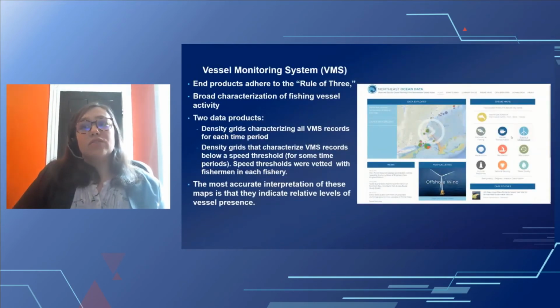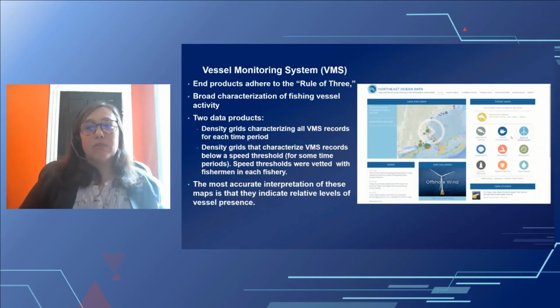Aggregated products adhere to the rule of 3, where no fewer than 3 VMS points were represented in any location across the suite of maps. The products are a broad characterization of fishing vessel activity, and the maps do not necessarily distinguish between fishing activity, vessel transit, and other vessel activities.